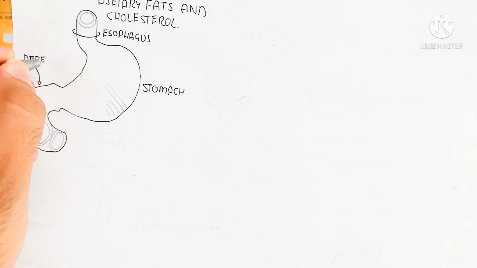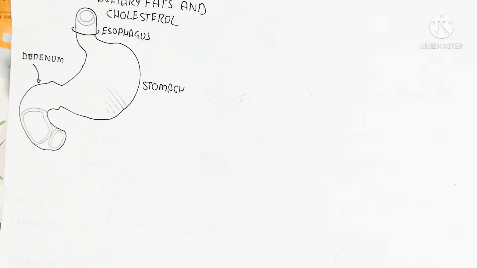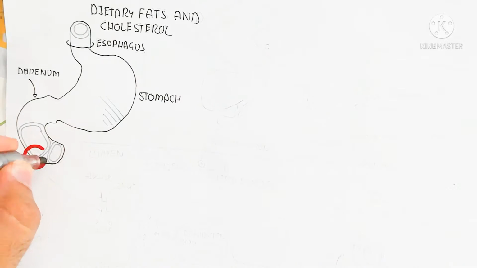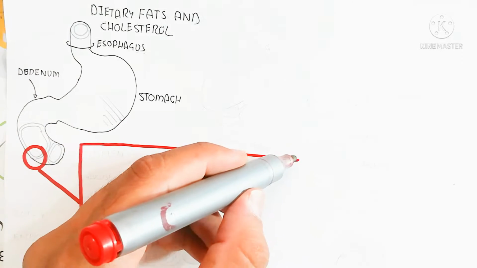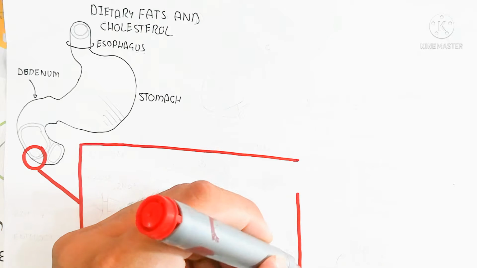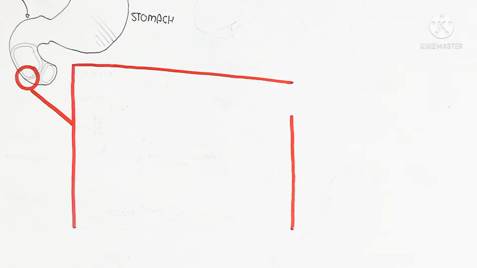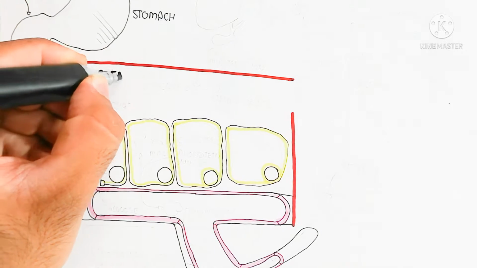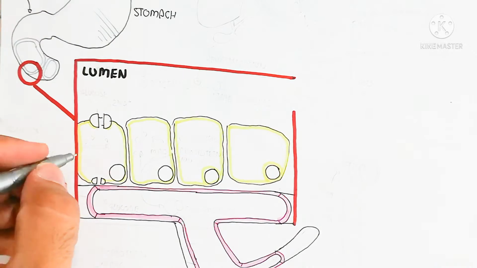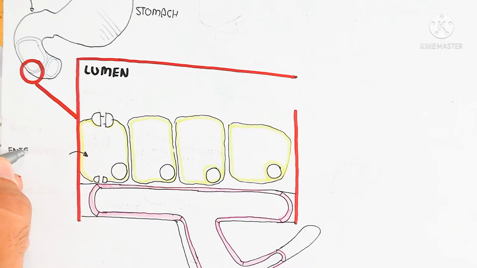When they enter through the esophagus, they go into the stomach. After that they go into the duodenum, where digestion begins through the lipase enzyme produced by the pancreas, and the gallbladder produces bile pigment and bile salt for the emulsification of the fat. Triglyceride will convert into the micelle. So let's begin to understand.